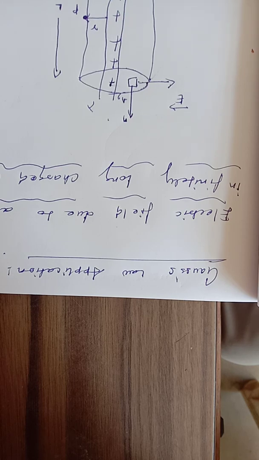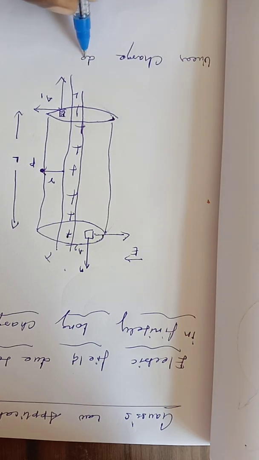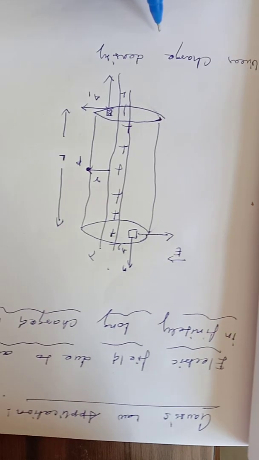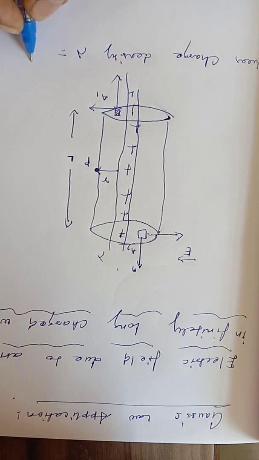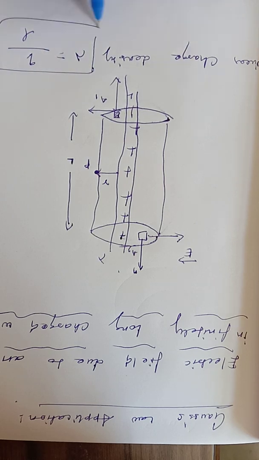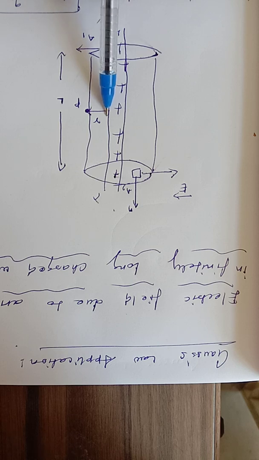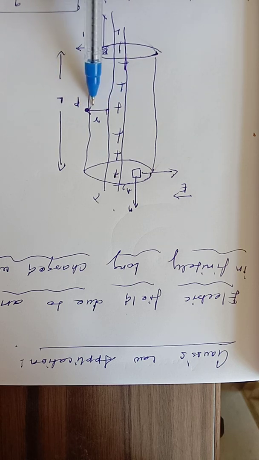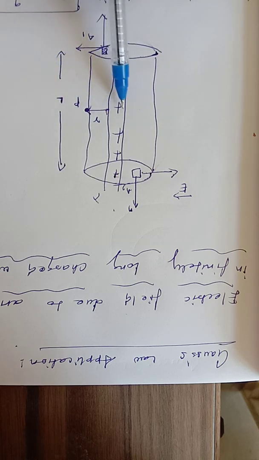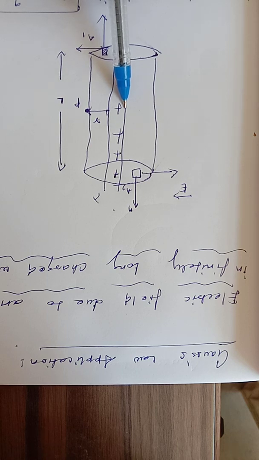The wire has linear charge density lambda, which is equal to charge by length. Let B be a point located at a perpendicular distance r from the wire.